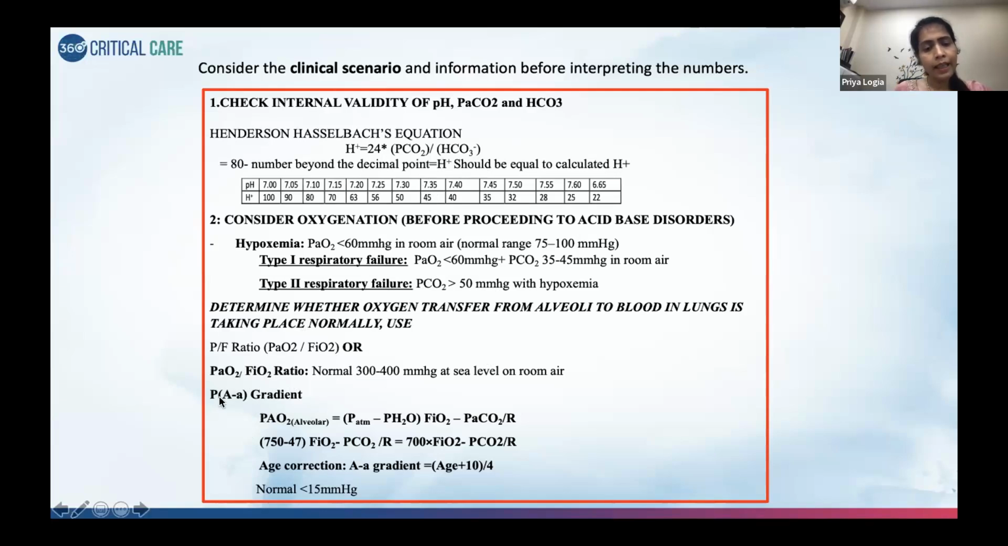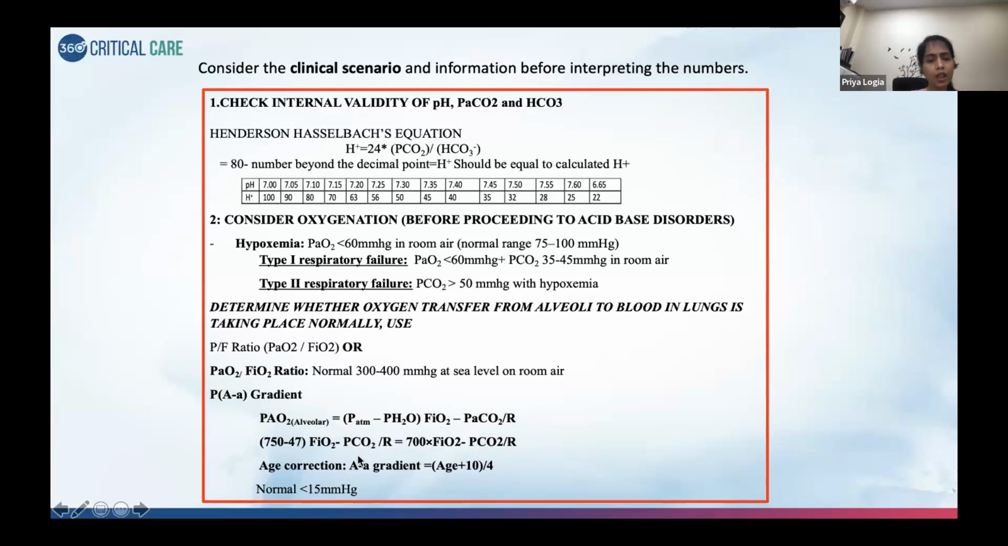Next one, look at the AA gradient. AA gradient is nothing but the alveolar arterial oxygen gradient. So how will you calculate the alveolar oxygen? That is by the alveolar gas equation. So you all must be familiar with this: atmospheric pressure minus the pressure of water vapor, multiplied by the FiO2. And you have to subtract the PCO2 divided by the respiratory quotient, which is going to be 0.8. Okay, from this you can calculate.